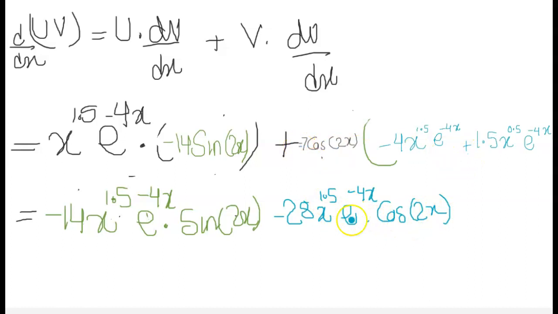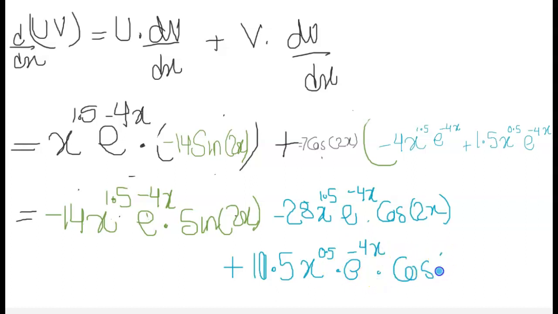plus, because that's plus and that's plus, that will be another plus. I don't have enough space, so I'm going to write here 7 times 1.5 is 10.5, and then I got x to the power of 0.5. There is 10. What are you guys talking about? 10.5. Sorry, my maths is not very good. Oh, sorry, 1.5. That's that one. And then I got e to the minus 4x dot cos 2x.